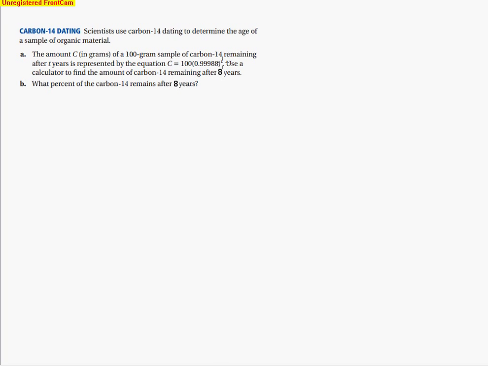Alright, so T represents the time in years. And so we're going to go ahead and substitute the 8 in place of that T. So we're going to find out how much carbon, C is the grams of carbon, of a 100-gram sample after those 8 years. So we're taking that 0.99988 and raising it to the 8th power.